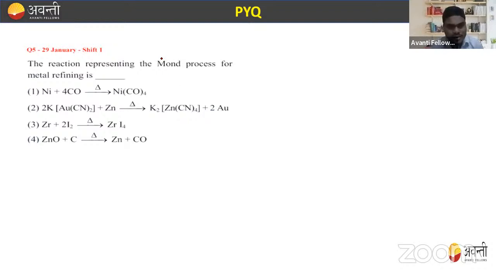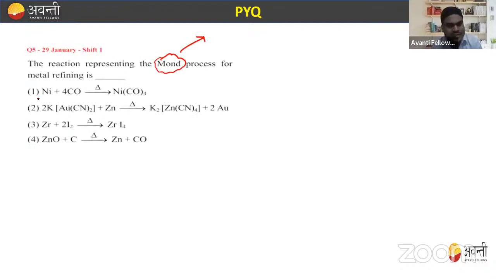It is a very important process, beta, the Mond process. So just try to learn this process. The Mond process is used for the extraction of what, and in the Mond process which reaction takes place? That is the first one, the formation of carbonyl. When nickel is treated with 4CO, the formation of Ni(CO)4 takes place. That is tetracarbonyl nickel, right? So the first reaction represents the Mond process for metal refining.